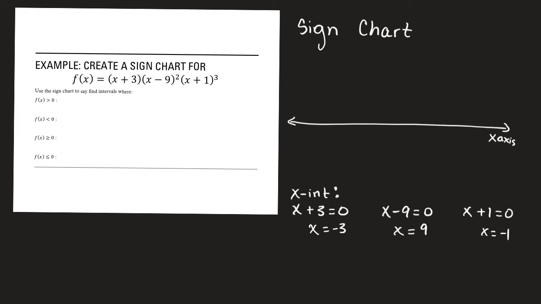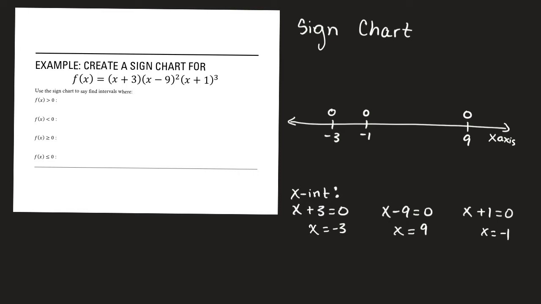Once I have my x-intercepts, I'm going to place them on the x-axis that I've drawn. It doesn't have to be a perfect distribution, but -3 and -1, they do need to be in order. So -3, -1, and 9. These are all of my x-intercepts. And because these are x-intercepts, this is where the function has a y value of 0. So I'm going to put a little 0 over top of them so that I know that at -3, at -1, and at 9, the function's values are 0.